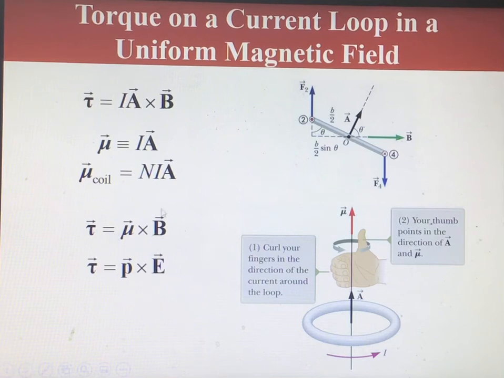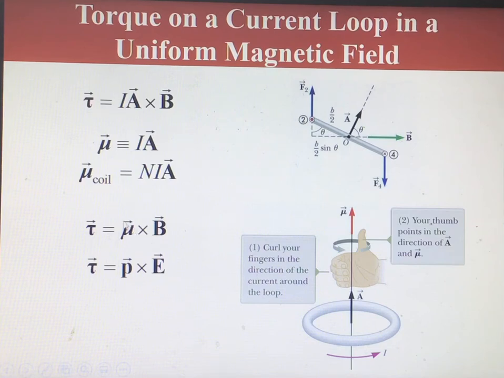So generally, this is the final expression that we have right here. In a magnetic field, once you place a magnetic moment in a magnetic field, it's going to generate a torque, and that torque is just given by the cross product of the magnetic moment and the B field.